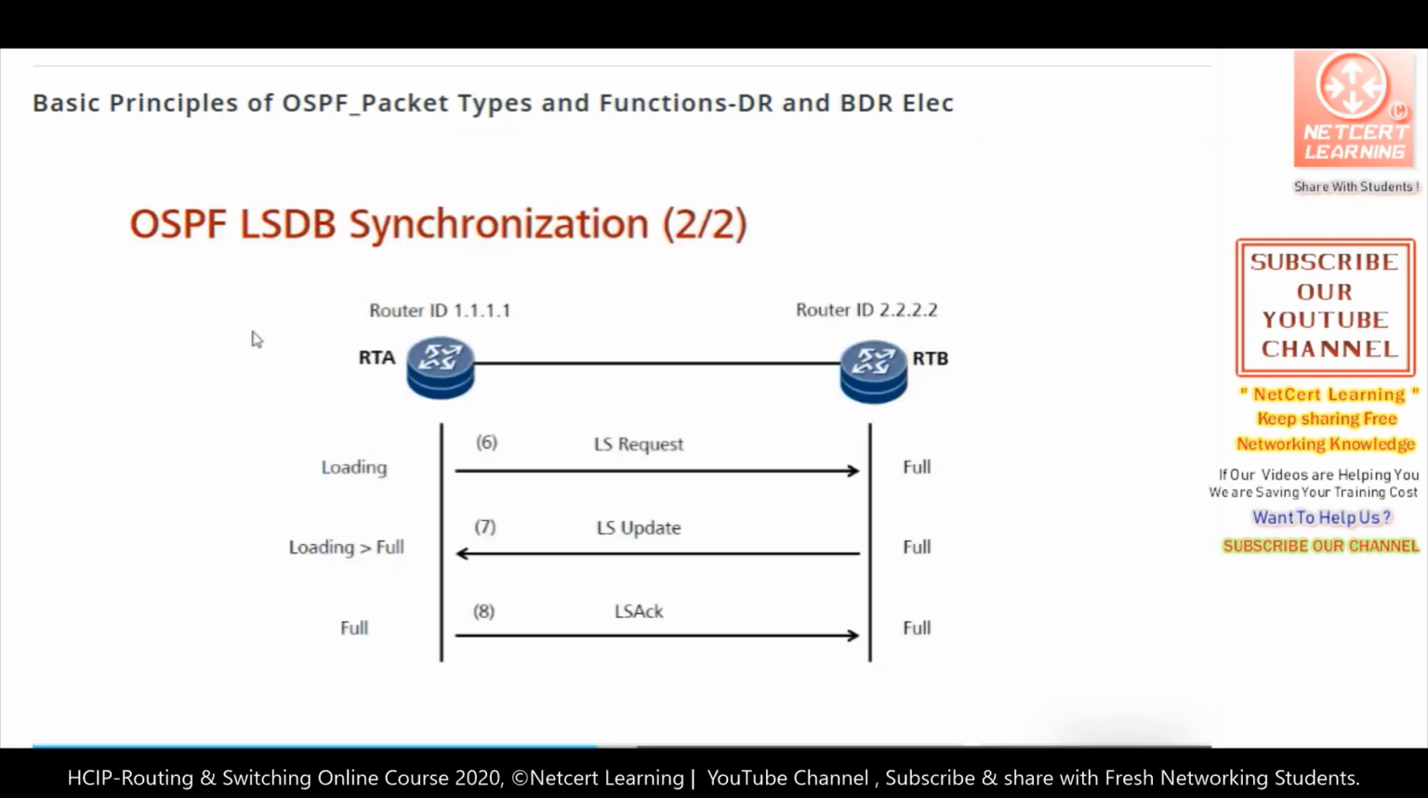Let's continue and complete the LSDB synchronization. Now router A will send an LSR, or link state request packet, to router B to request more recent link state advertisements that have been discovered in the exchange state but have not yet been received. Router B then provides router A with the link state advertisements in the link state update. On receiving this link state update, router A transitions the neighbor state from loading to full. Then router A will return an LSAck, which is the acknowledgement packet, to router B as an acknowledgement for the received LSU packet. When router B receives the acknowledgement packet, a full adjacency is established between the two routers. So these are the process on how the OSPF LSDB synchronization works.